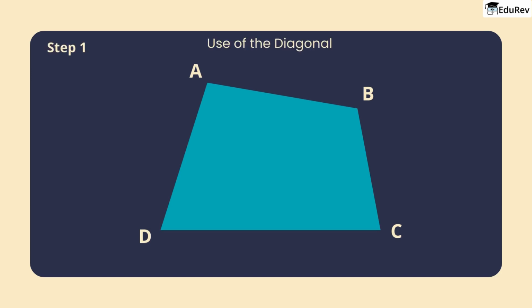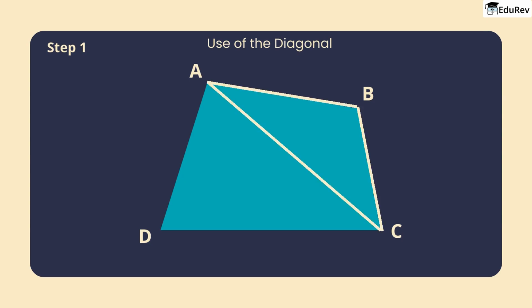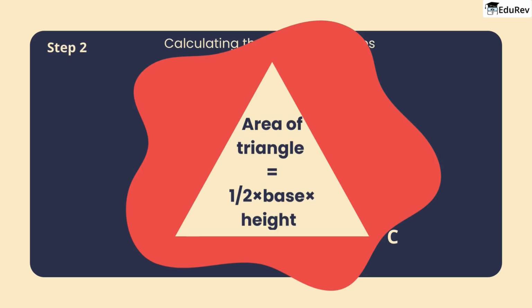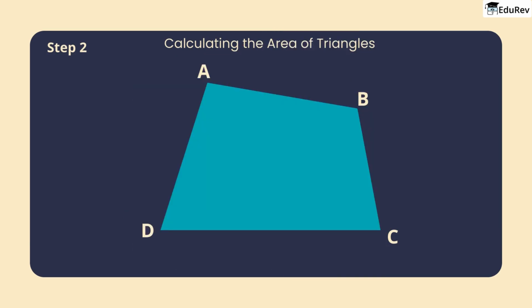Step 1. Use of the diagonal. Join the points A and C, making the diagonal AC. This line splits our quadrilateral into two triangles, ABC and ADC. This diagonal will pave the way for us to calculate the area of our quadrilateral. Step 2. Calculating the area of triangles. Recall students, the area of a triangle is half the base times the height. Our base for both triangles is the diagonal AC. Let's call the heights from the base to the opposite vertices H1 for triangle ABC and H2 for triangle ADC.